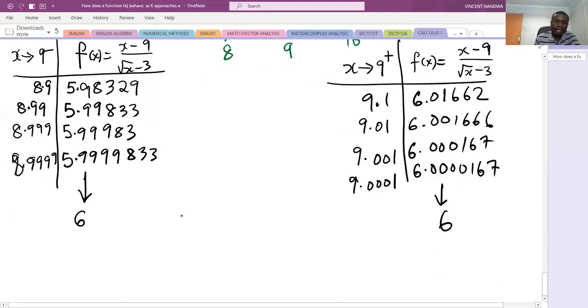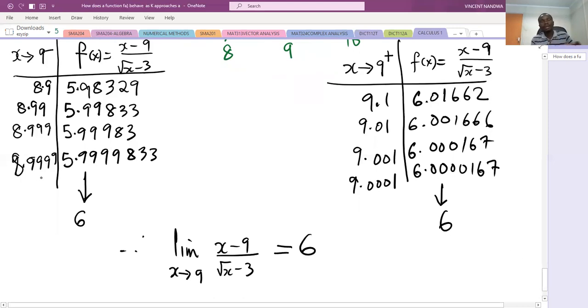So therefore, we can say the limit as x approaches 9 of x minus 9 over square root of x minus 3 is just 6. Because if you try to make these values even closer to 9, you'll get that the number is approaching the value 6, both from the left and then from the right.